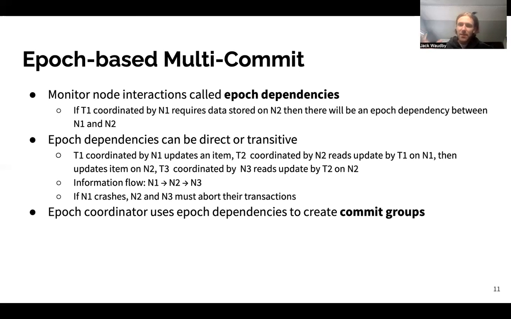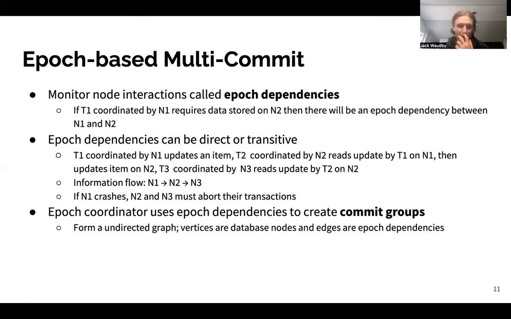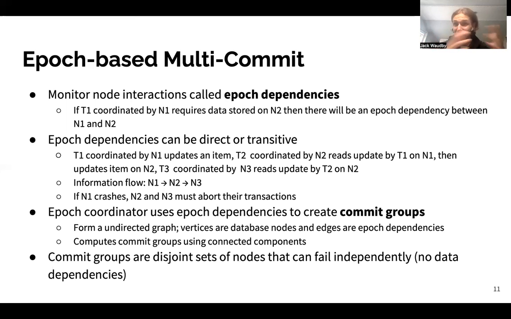It leverages epoch dependencies to create these commit groups, which can then fail independently of each other, because if we have two distinct commit groups, there's no information flow between them. So if one of those commit groups needs to abort, the other one can continue without concern. And it does this by creating an undirected graph in which database nodes are represented by vertices and edges are represented by these epoch dependencies. We can then use connected components to compute these disjoint commit groups, which, as I said earlier, can fail independently of each other because there's no data dependency between them.